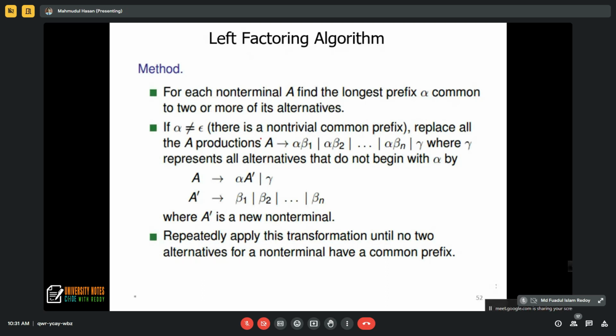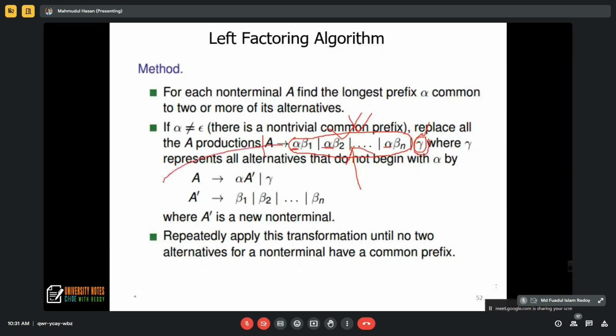Suppose this one, if you consider from A, this part has a common prefix problem, but this one doesn't have any common prefix problem. This one is gamma. Here there is a common prefix problem because there is alpha, alpha, alpha. So this part has a common prefix problem and this part doesn't. You need to change this part, and this part is as usual.